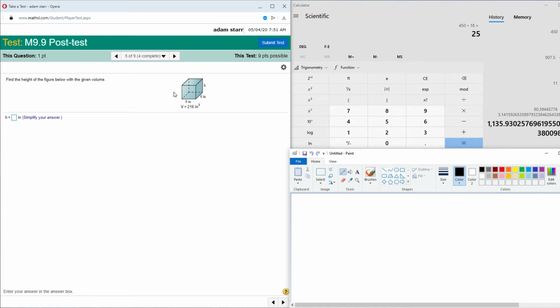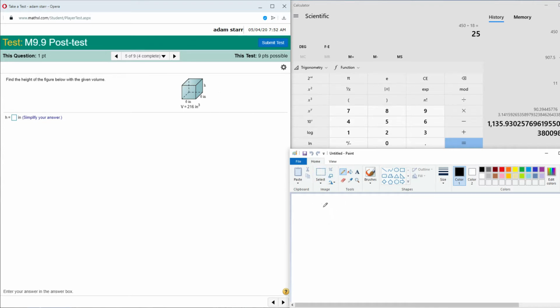Okay, this question is very similar to the last box one. Now we have a figure. We know that this is 6, this is 6, and we know the volume. So it's asking for the height. Don't assume that this is a cube. It very well might be a cube, but we can't assume for right now.